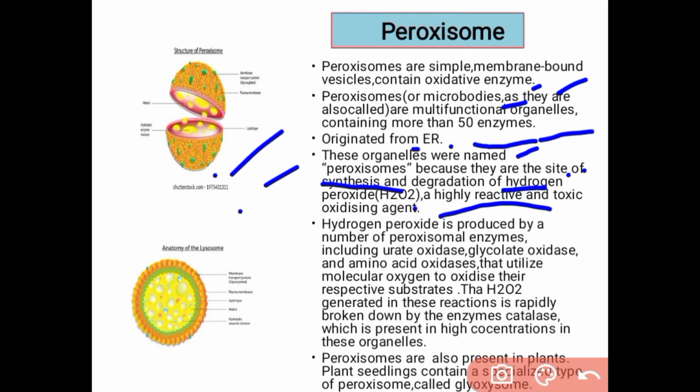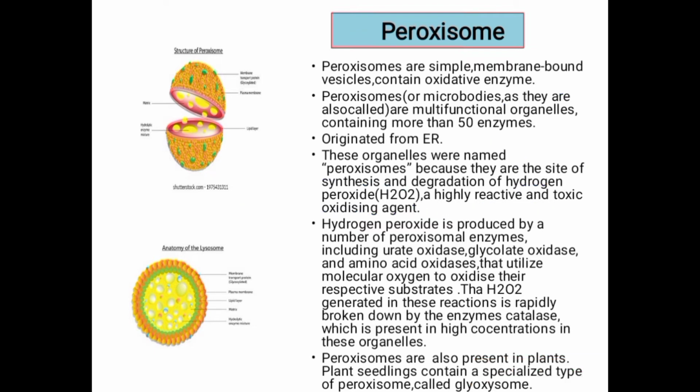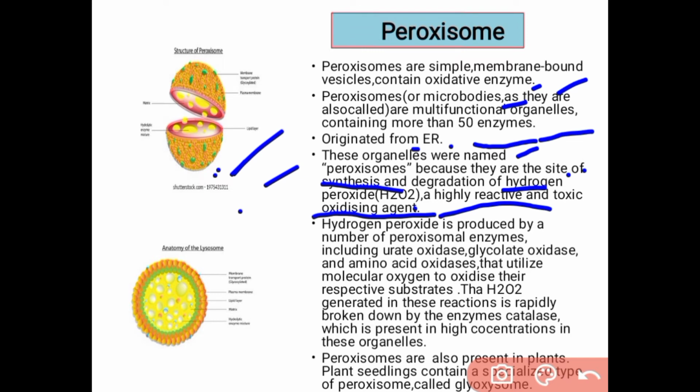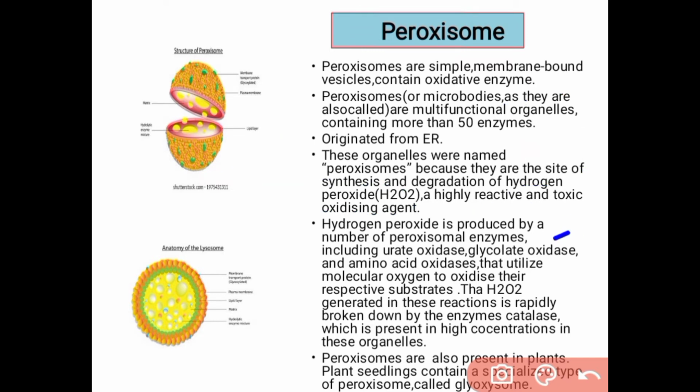A highly reactive and toxic oxidizing agent is present in this organelle. Hydrogen peroxide is produced by a number of peroxisomal enzymes including urate oxidase, glycolate oxidase and amino acid oxidase that utilize molecular oxygen to oxidize their respective substrates. The hydrogen peroxide generated in this reaction is rapidly broken down by the enzyme catalase, which is present in high concentration in these organelles. Peroxisomes are also present in plants.